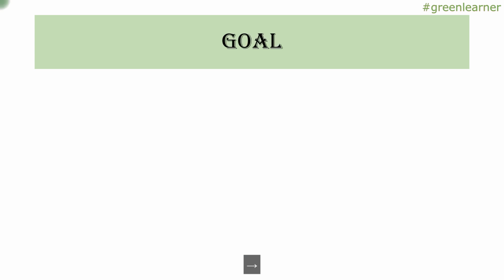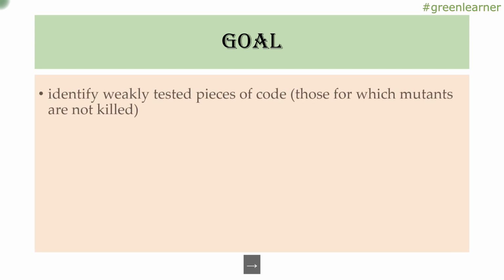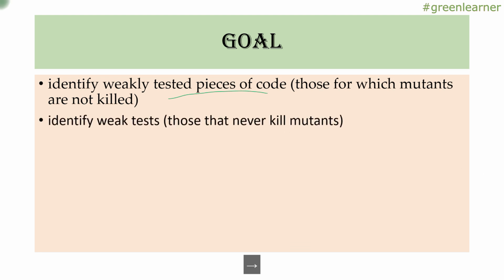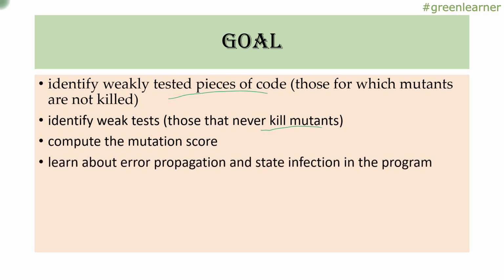So let's see the next. What is the goal of mutation testing? I think so far it is clear now. Identify weakly tested pieces of code, those for which mutants are not killed, and identify weak test cases, those that never kill mutants. Then compute the mutation score, and learn about error propagation and state infection in the program, right? So this is the theory about mutation testing.